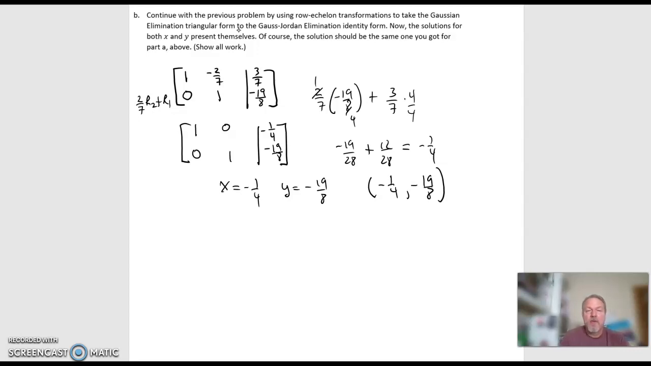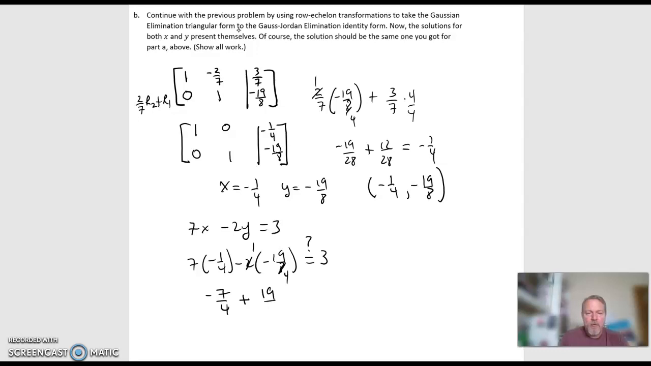Okay? Let's just verify with the first equation. The first equation from the previous page was 7x minus 2y equals 3. Let's substitute 7 times negative 1/4 minus 2 times negative 19/8, we hope is 3. 7 times negative 1/4 is negative 7/4. Negative 2 times negative 19/8, negative times negative is a positive. 2 goes into 2 1 time, 2 goes into 8 4 times. So I get positive 19/4.